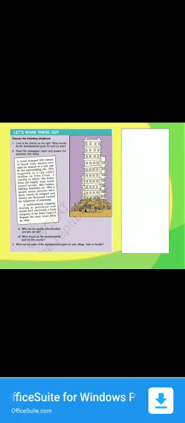Let's work these out. Discuss the following situations. Look at the picture on the right. What should be the developmental goals for such an area? Read this newspaper report and answer the questions that follow.